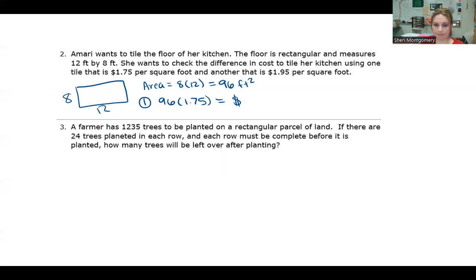What'd you get? Did anybody else get the same amount? Eric, what'd you get? You didn't get that? Type it in. Super. All right, so that's the cost of the first tile. You're gonna have to find the cost of the second tile. Do it to it.